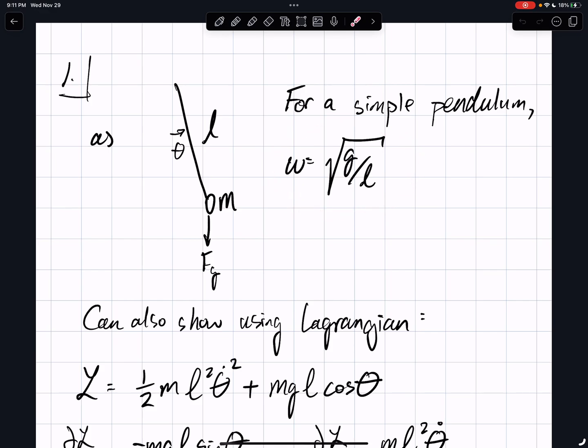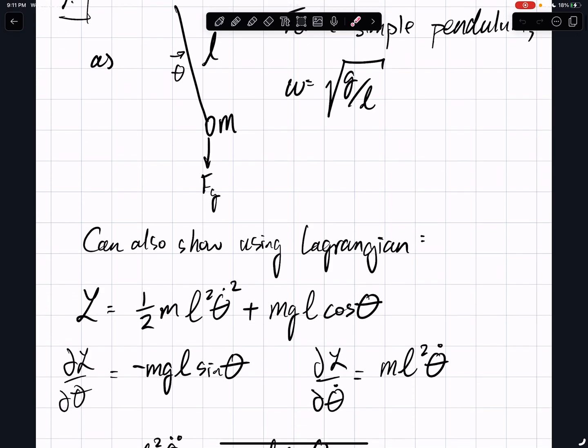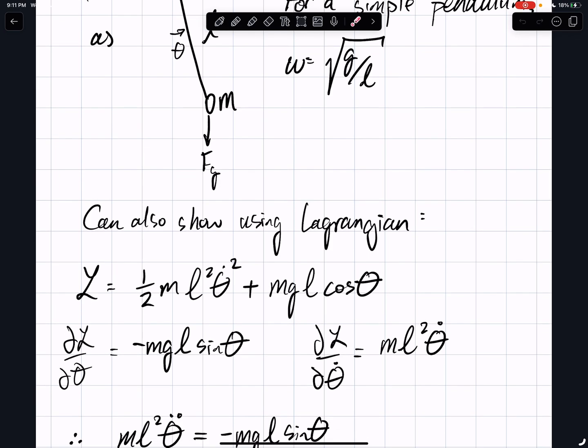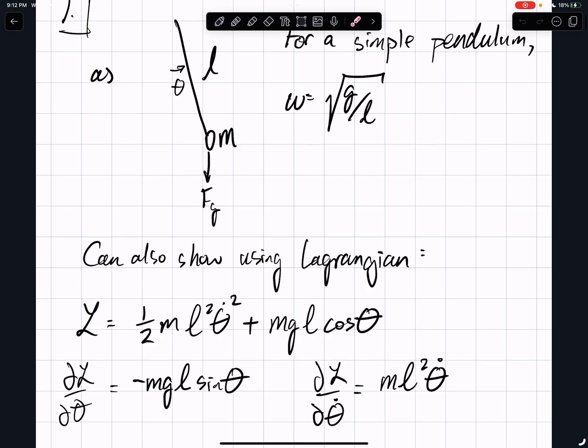But if you want to show that that's true, you can write the Lagrangian of the system and then find the equation of motion and find what the oscillation frequency is. So to do that, the Lagrangian is the kinetic minus potential energy. Since this is a rotation, the kinetic energy is 1/2 m L squared theta dot squared. And the potential energy is negative mgL cos theta, because the length downward is L cos theta.